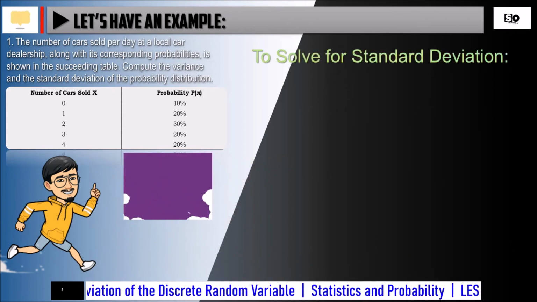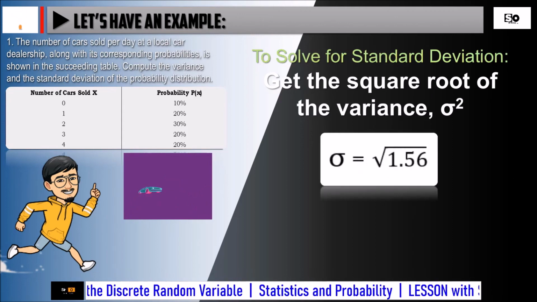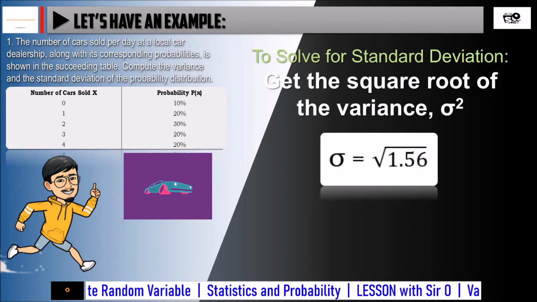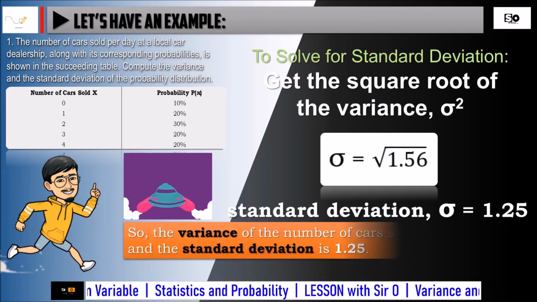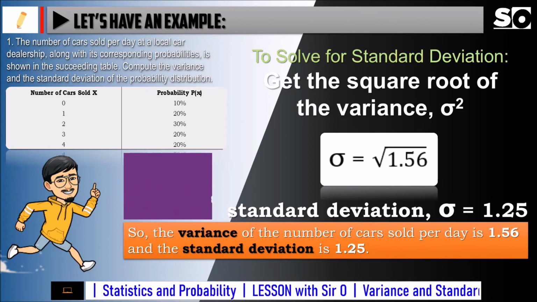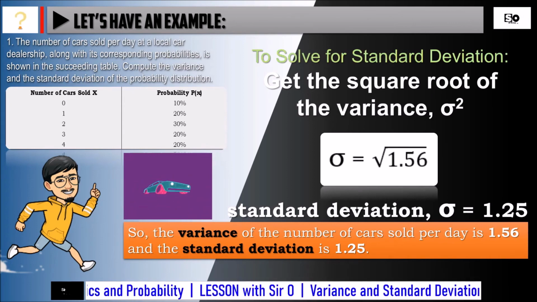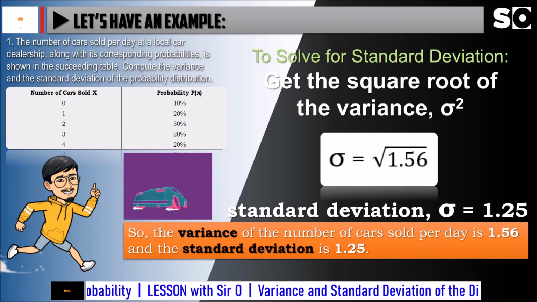To solve for the standard deviation, get the square root of the variance. Standard deviation is equal to the square root of 1.56. Standard deviation is equal to 1.25. So, the variance of the number of cars sold per day is 1.56 and the standard deviation is 1.25.